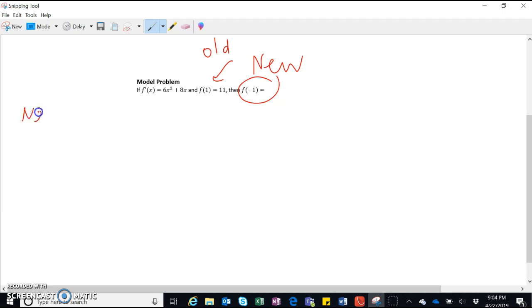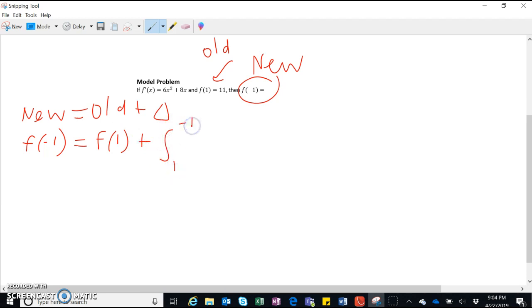So let's not forget that new equals old plus change. That's an old skill, first fundamental theorem of calculus. So f of negative 1 is going to be equal to f of positive 1, in this case my old value, plus the integral from old to new of that derivative, 6x squared plus 8x.